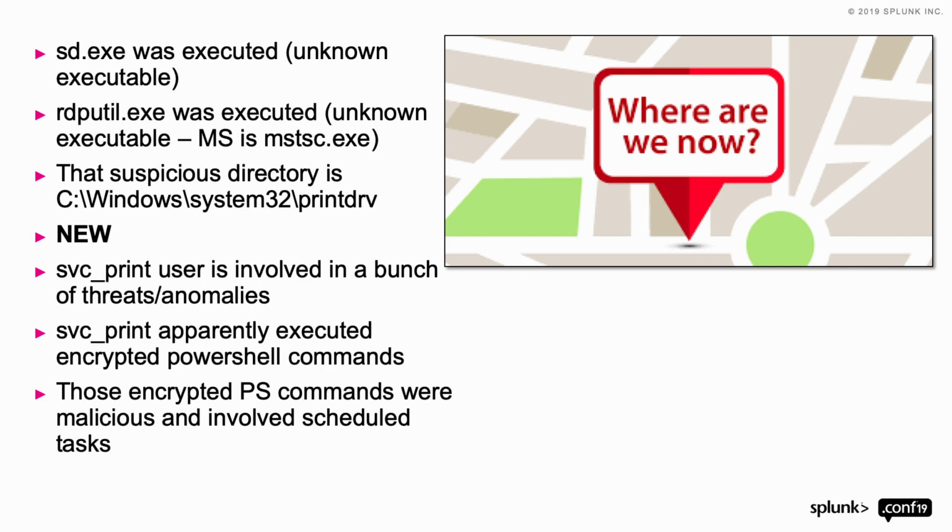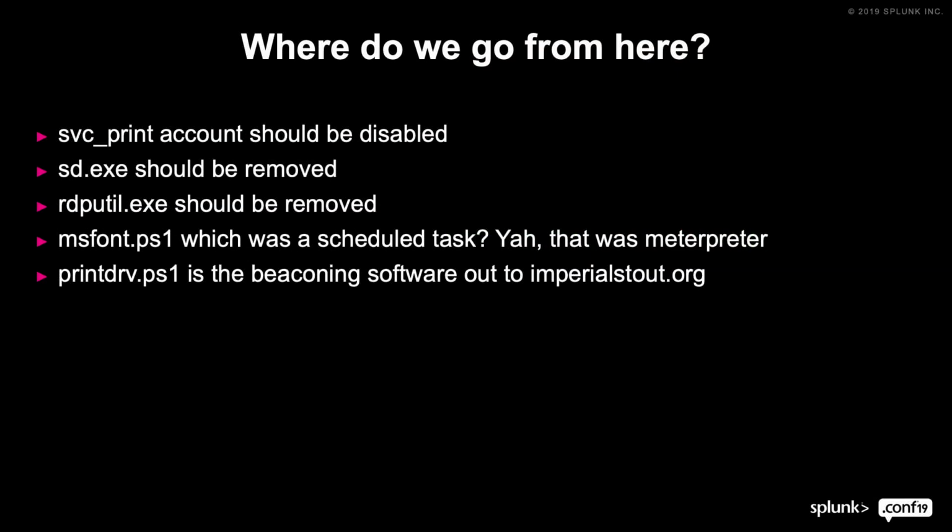Those encrypted PS commands were malicious and involved scheduled tasks. That's what we know so far. Now I'm gonna jump ahead because I only have 45 minutes total. I could talk about this for hours. Ultimately, what do we do from here, right? Where do we go? What are the easy things that you can do?